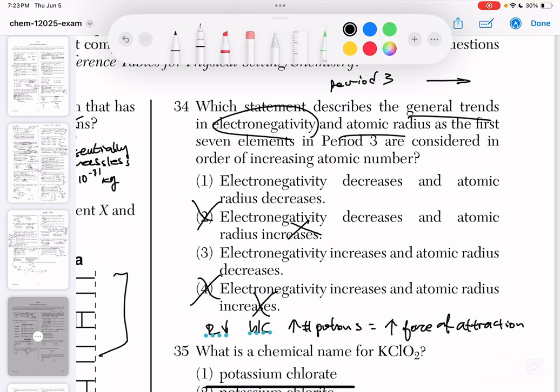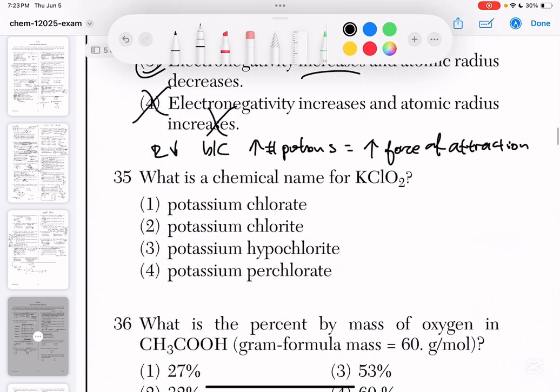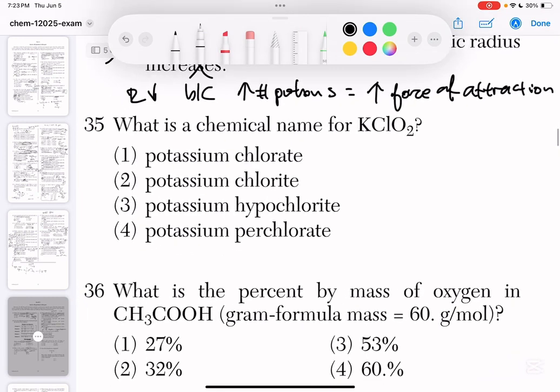And then electronegativity will also increase because, like we said, there are more protons, which makes the nucleus bigger, and that makes the element more able to attract the electrons from other elements.